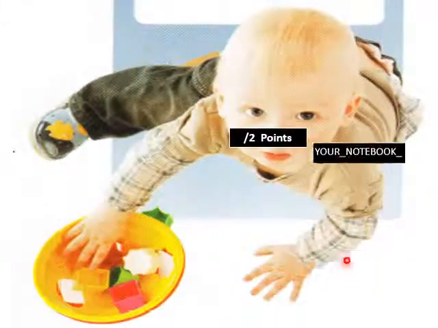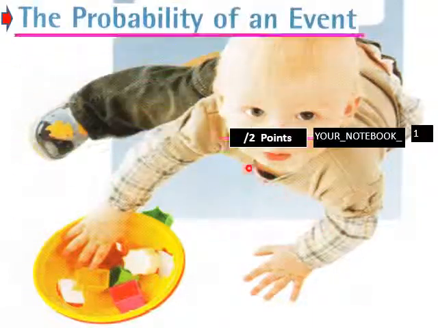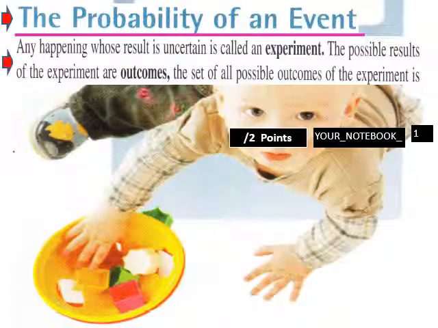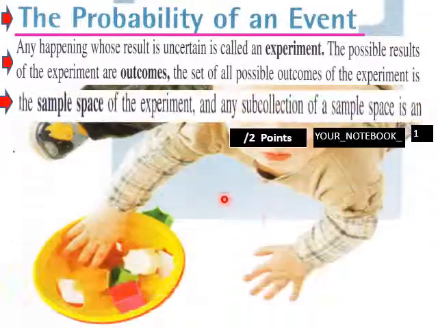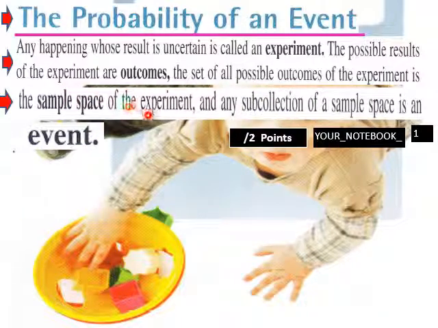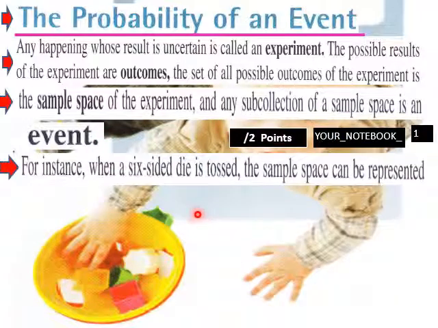To today's lesson, we'll go right into our notebook here. The probability of an event. Any happening whose result is uncertain is called an experiment. The possible results of an experiment are outcomes. The set of all possible outcomes of the experiment is the sample space of the experiment, and any subcollection of a sample space is an event.